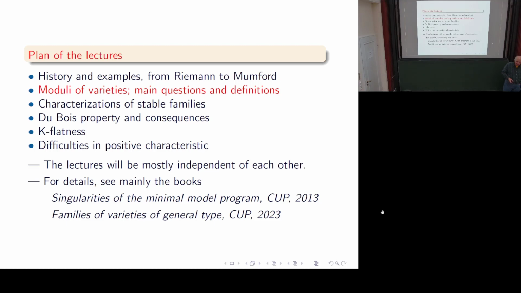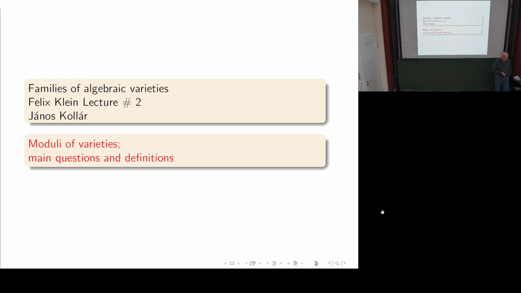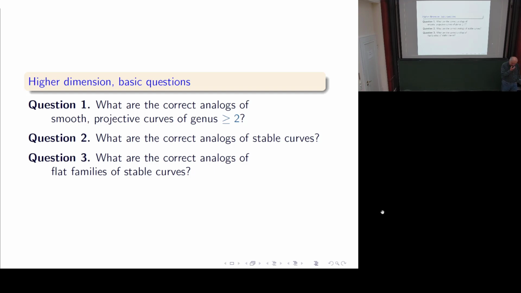Okay, so just in case you haven't been here yesterday, the plan of the lecture is six fairly independent ones, and today we will be doing part two, moduli of varieties. There are three basic questions that we want to consider. First, what are the correct analogs of smooth projective curves of genus at least two? Then, what are the correct analogs of stable curves that we find at the boundary of the moduli compactification? And then question three, what are the correct analogs of flat families of stable curves? We'll answer questions 1 and 2 in this lecture, but probably not 3.